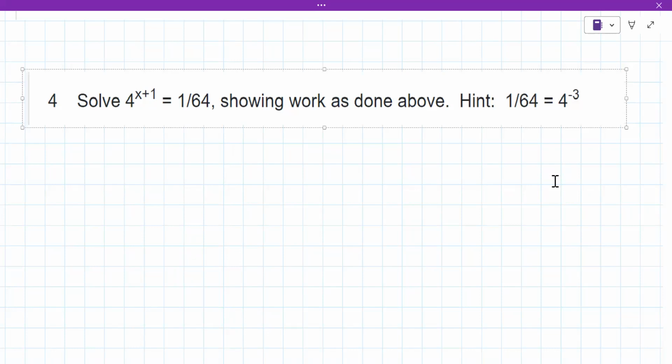This time it's like a fraction. Oh my God. That's okay. It doesn't matter if it's a fraction. They're giving us already a major hint.